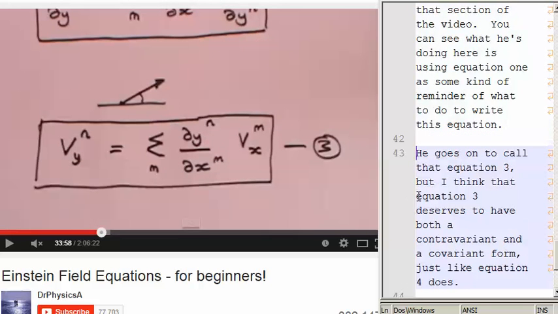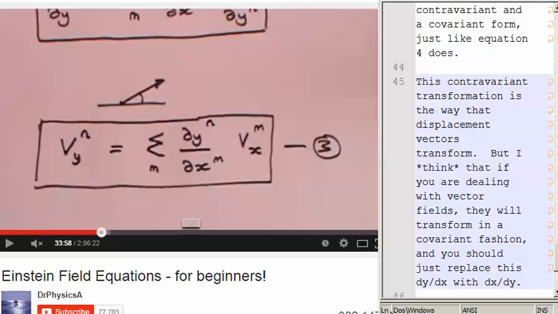He goes on to call this equation 3, but I think that equation 3 deserves to have both a contravariant and a covariant form, just like equation 4 does. So this contravariant transformation is the way that displacement vectors transform. But I think that if you're dealing with vector fields instead of displacement vectors, they will transform in a covariant fashion. That is, you should just replace this dy by dx with dx by dy.